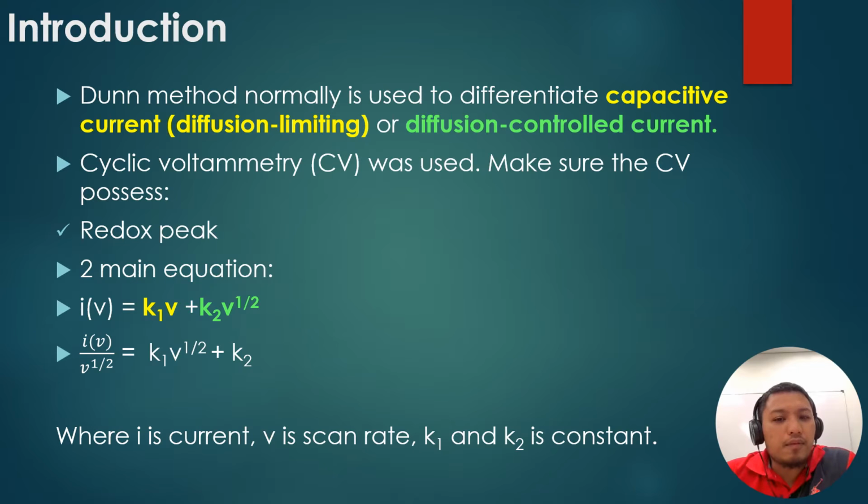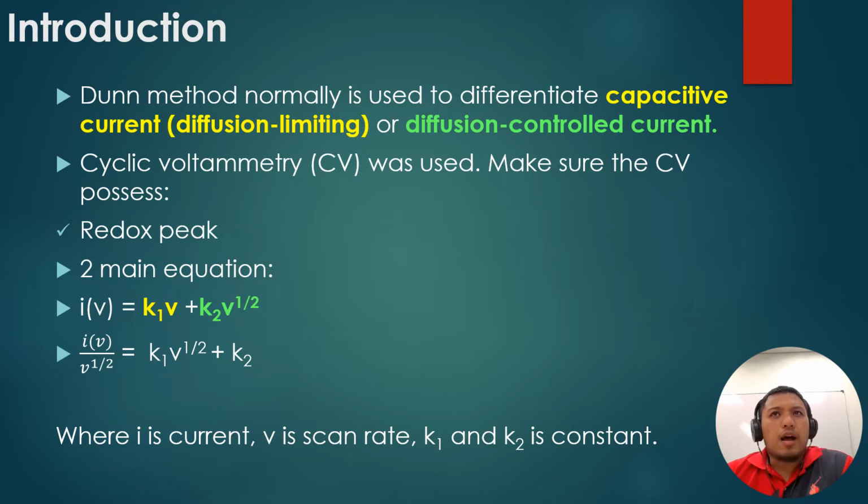So the Dunn method is normally used to differentiate capacitive current and diffusion control current. A lot of people already understand this. Normally we use the cyclic voltammetry technique to make sure that our material has capacitive and also diffusion contribution. Cyclic voltammetry is also a powerful tool to measure the contribution of each process, either capacitive or diffusion control.